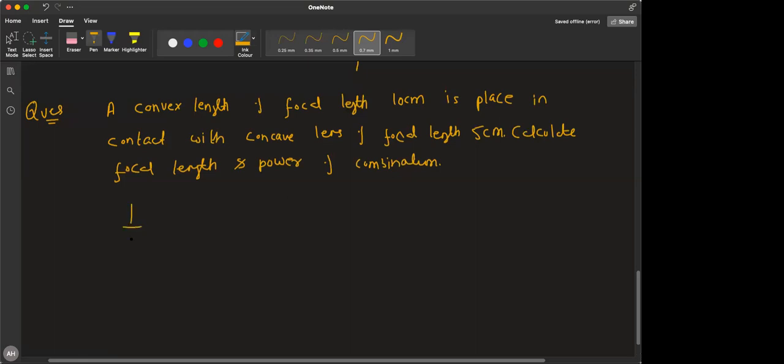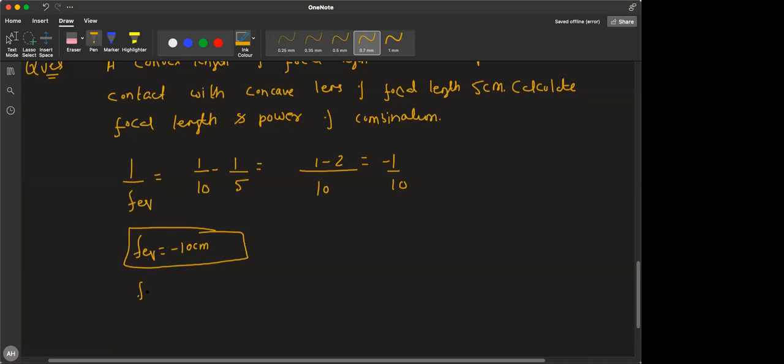See, you can write that your 1 by f equivalent is simply 1 by 10 minus 1 by 5, right? So you can take LCM. 10 is LCM. It's 1 minus 2. It's minus 1 by 10. So your f equivalent will come out to be minus 10 centimeter. That's f equivalent.